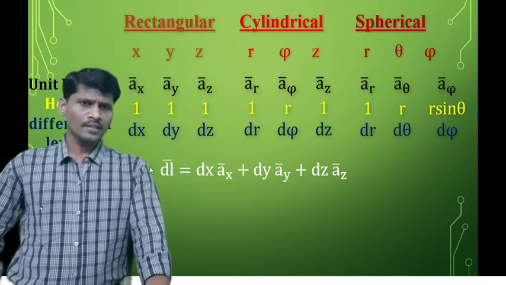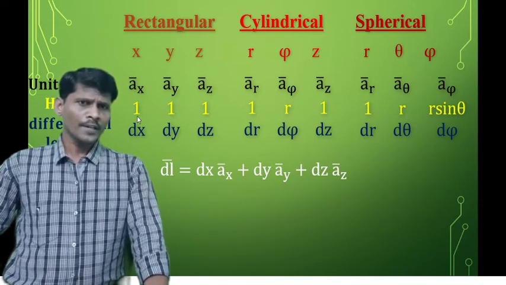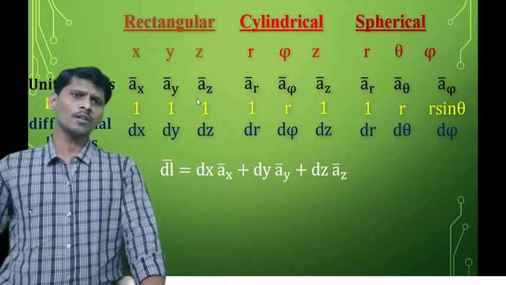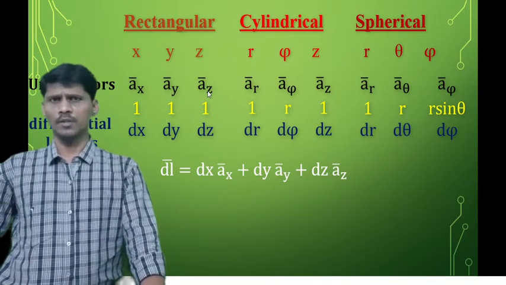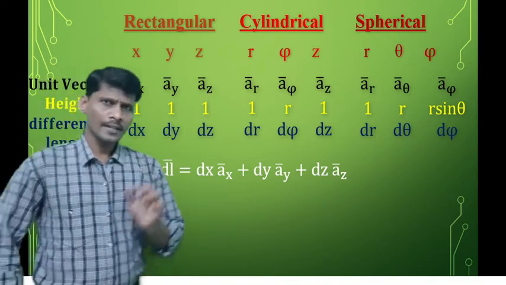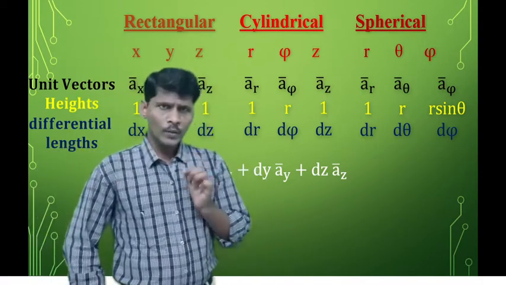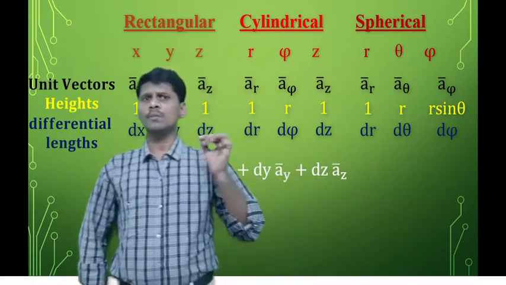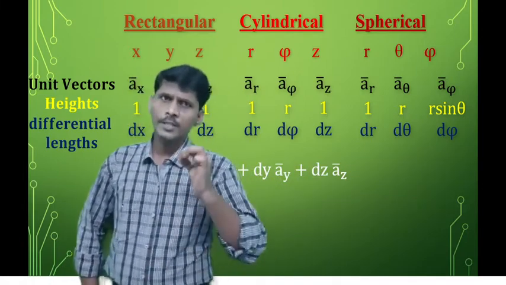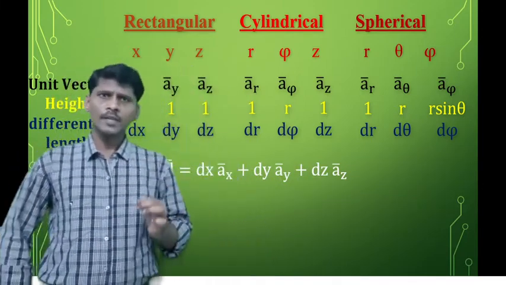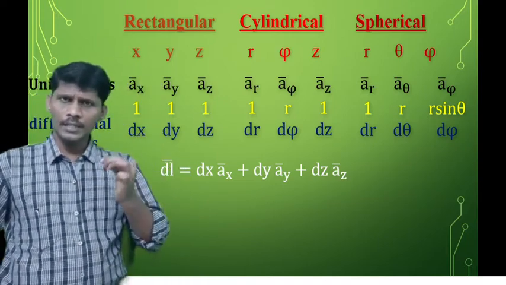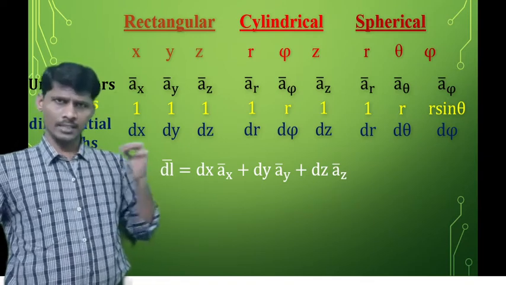Differential length dl bar is equal 1 into dx into ax bar plus 1 into dy into ay bar plus 1 into dz into az bar. That is, differential length dl bar is equal dx ax bar plus dy ay bar plus dz az bar.